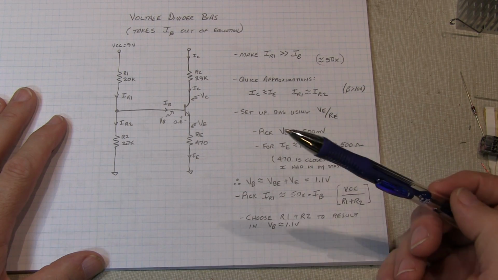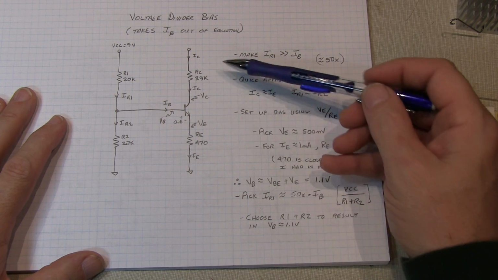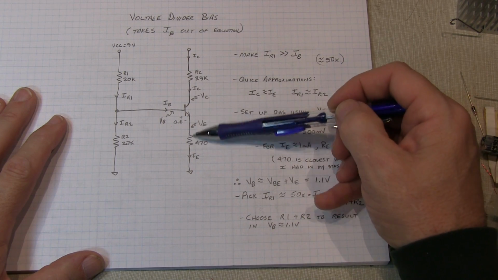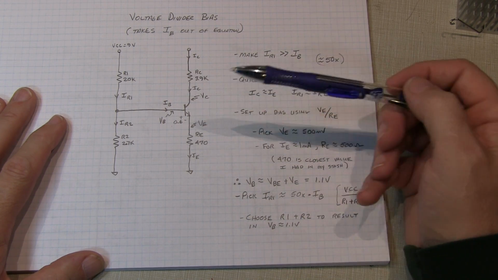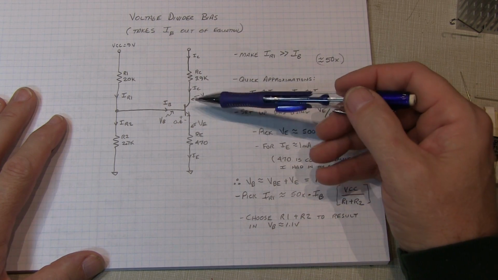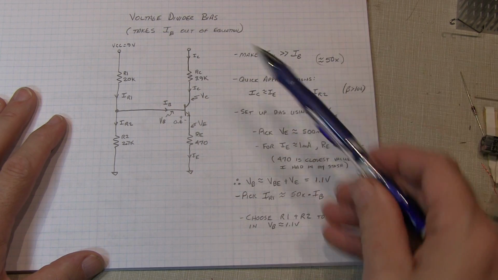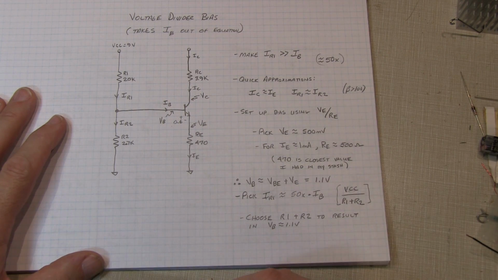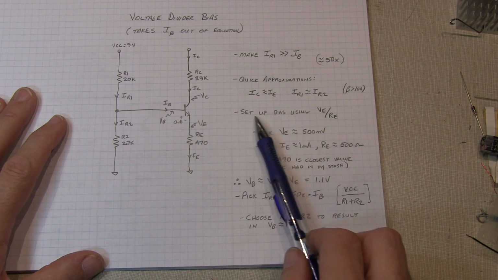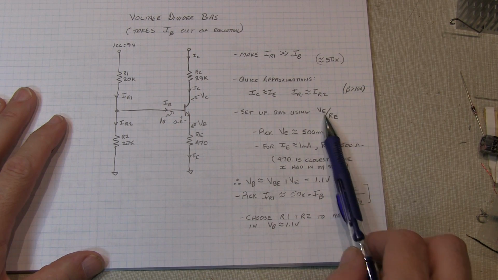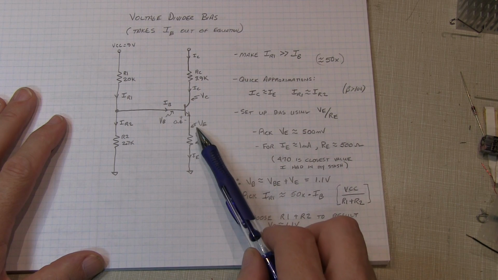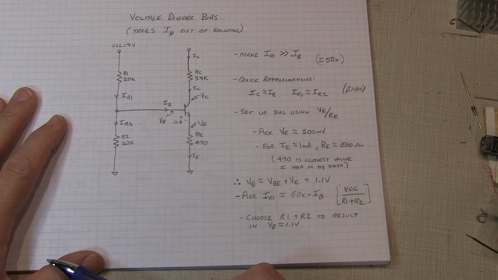We could also make the same basic assumption that the collector current is basically equal to the emitter current because if beta is 100 or more, we're only talking about a 1% difference between those currents. So there are some nice simplifying assumptions and approximations we can make. So given all that, we're just going to set up a bias using the emitter voltage and this emitter resistor value.